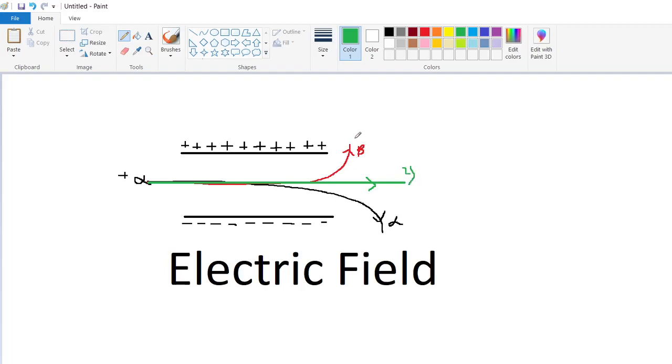So we'll actually say, okay, since our beta is attracted to our positive terminal, therefore it has a negative charge. Our gamma is not attracted to any of these terminals, so it will have no charge. And our alpha is attracted to our negative terminal, therefore it has a positive charge. And that's the reason behind it.